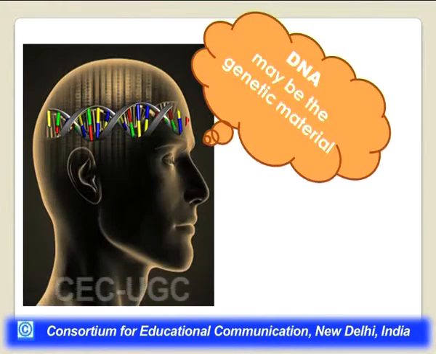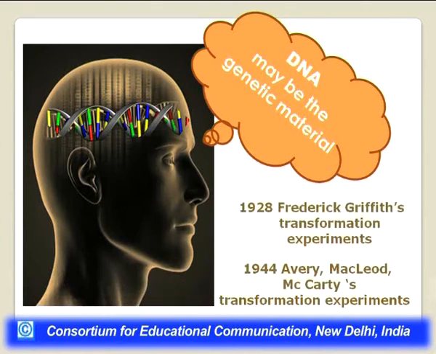The idea that DNA may be the genetic material came from two important experiments. One was in 1928, Frederick Griffith's transformation experiment, followed in 1944 by Avery, MacLeod and McCarty, who pursued these transformation experiments to find out what exactly is the genetic material. So we'll have a look at both these experiments and discuss them.